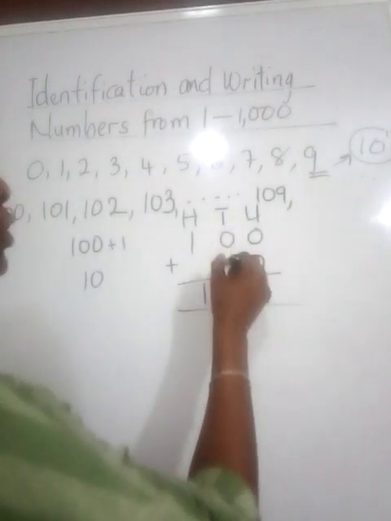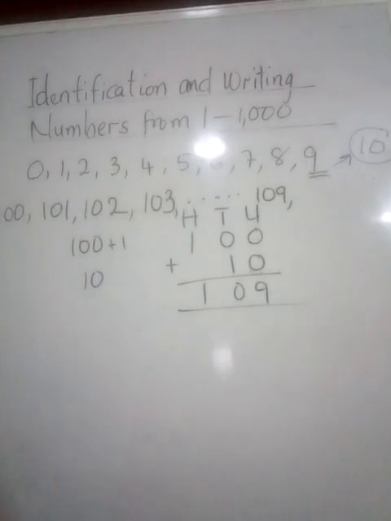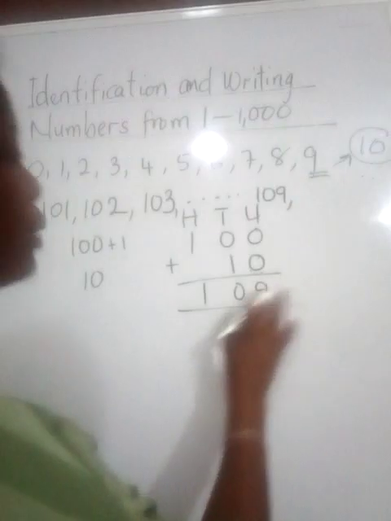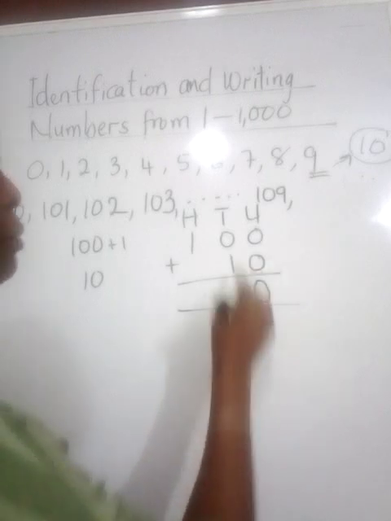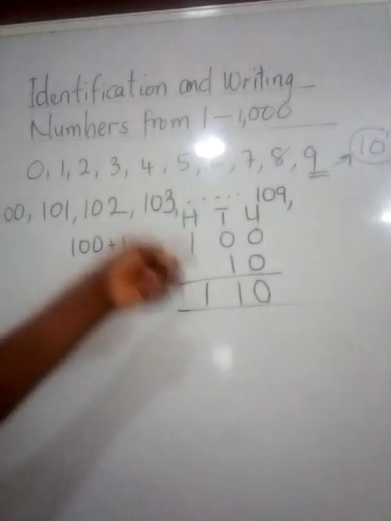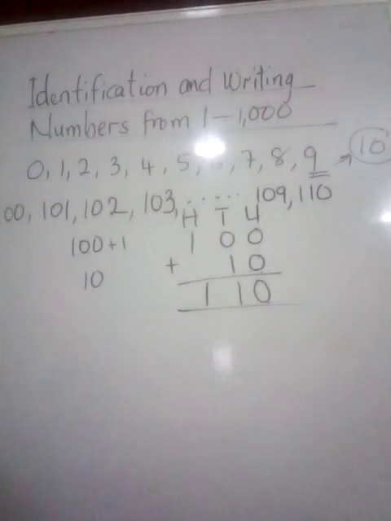We place it under the unit, and the next number, which is 1, comes under tens. Okay, so this is 10. Now we are adding 10 units to our 100. What do we have? Let's see. So you have 0 plus 0 is 0, 0 plus 1 is 1, and 1 plus 0 is 1. So that is our 110.